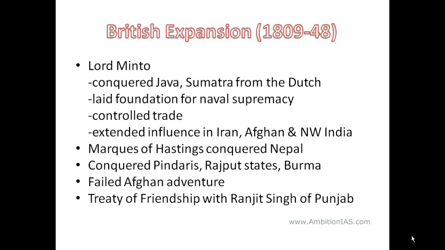They were successful in signing a treaty of friendship with Raja Ranjit Singh of Punjab. After Ranjit Singh's tenure and after he expired, there was a lot of war of succession, and eventually Lord Dalhousie was successful in annexing Punjab after the Second Anglo-Sikh War.